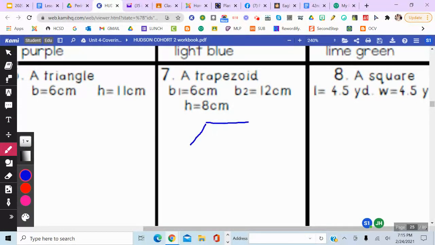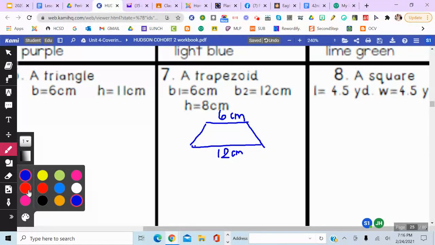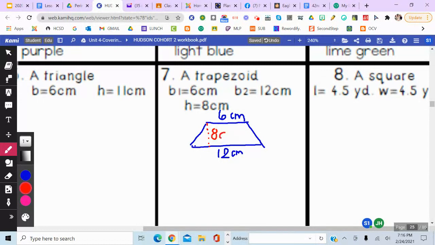But we're just going to draw a trapezoid in box 7 and label these dimensions. So base 1 is always the top base or the top side, usually the smaller of the two. So this is 6 centimeters. This is 12 centimeters. And then remember, your height is going to come down at a 90-degree angle to the base, and that would be your 8 centimeters. Okay, so that would be your trapezoid that you would use, and now you can either compose or decompose it and solve for the area.